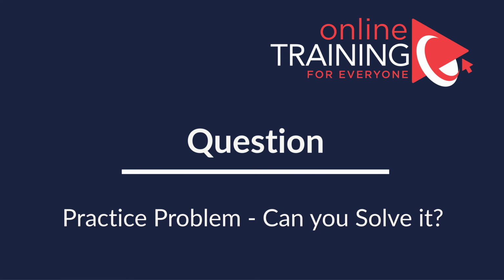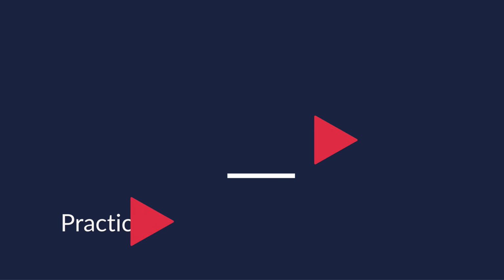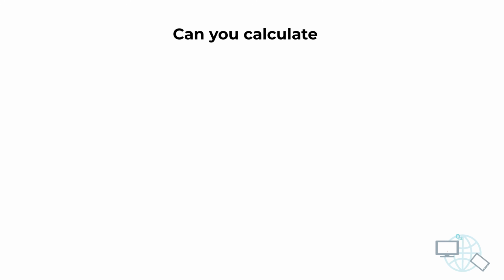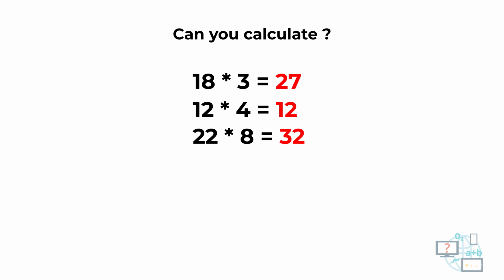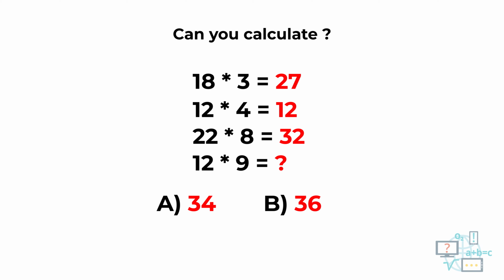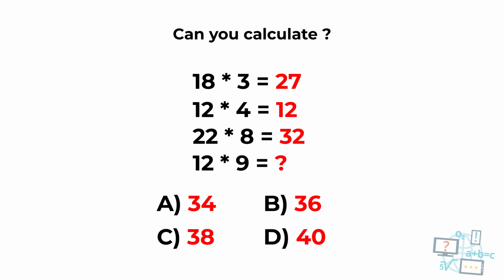And here is the practice question for you. You're presented with 3 full expressions, and you need to calculate the missing number in the 4th expression. Here are 3 full expressions. 18 by 3 equals 27. 12 by 4 equals 12. 22 by 8 equals 32. And you need to calculate the result of 12 multiplied by 9. You have 4 different choices. Choice A, 34. Choice B, 36. Choice C, 38. And choice D, 40. Do you see the answer?